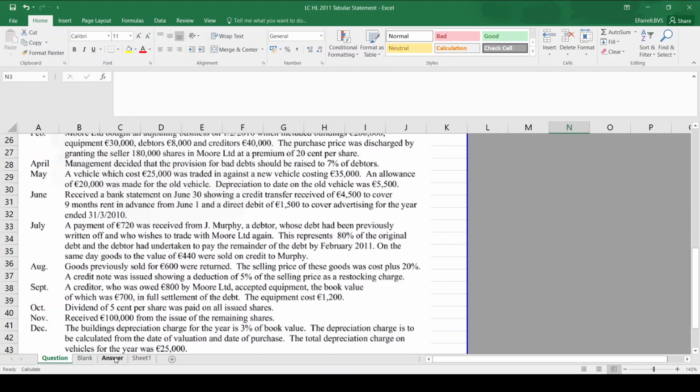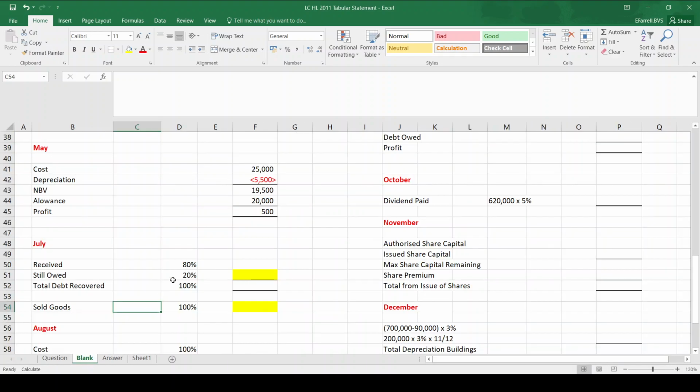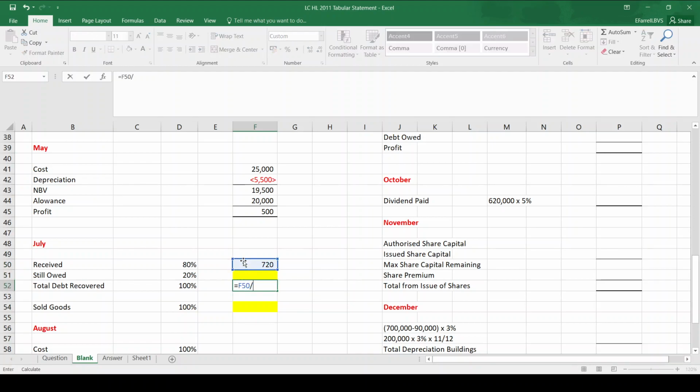So the amount he paid is 720, and that's 80%. To work out the full amount he owed, get 720 divided by 80, multiply it by 100. The full amount he owed was 900. So the difference, what's still due, is 180. And because he is going to pay us that, we are selling goods for 440. And again, there's no VAT on those goods in this question.